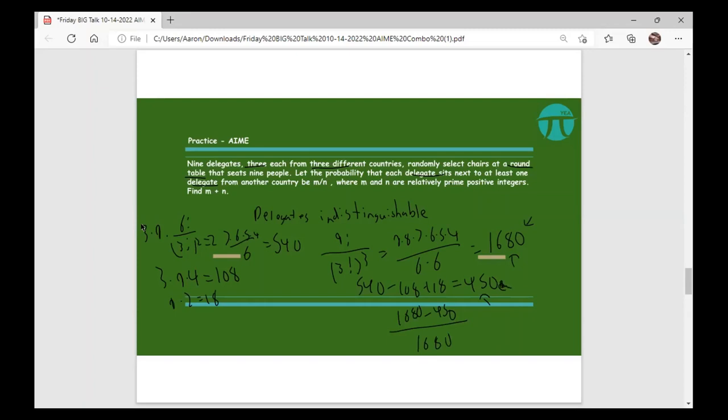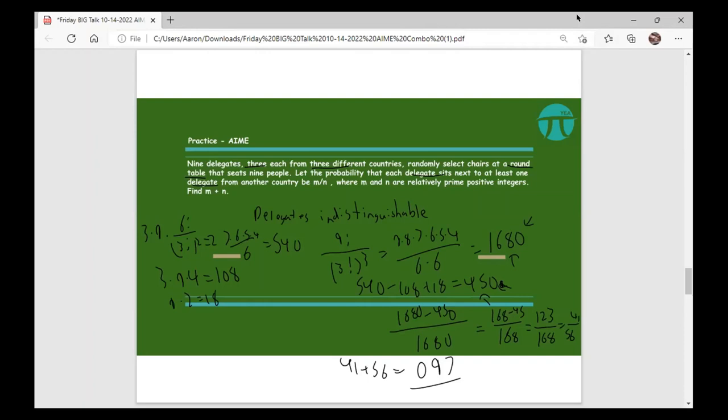So first we can take out the zeros. So this is 168 minus 45 over 168. And so this is just 123 over 168. And if you want, you can divide by 3 again to get 41 over 56. So the final answer is 41 plus 56, which is 97. And in AIME form, that would be 097, but that doesn't really matter much.